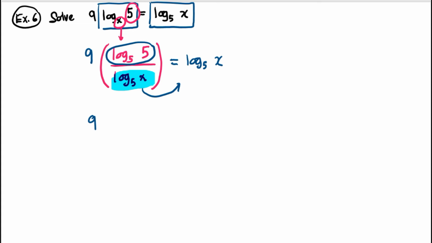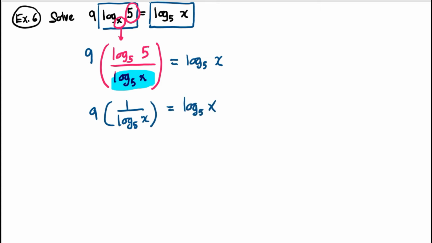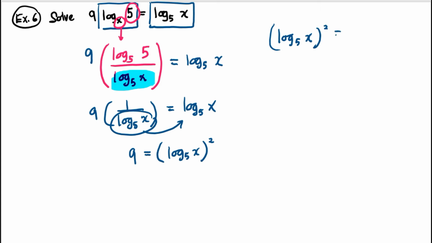Maybe I just need to simplify first. So 9 over 1 over log base 5 of x, which is equal to log base 5 of x. Then I want to bring these to the right side. Therefore, I have 9 equal to log base 5 of x, squared. So log base 5 of x squared is equal to 9.